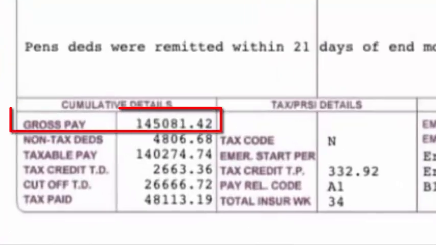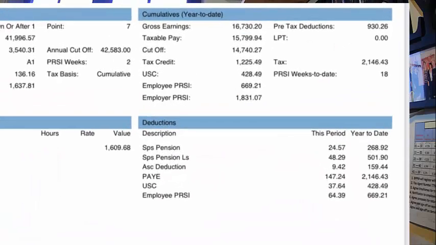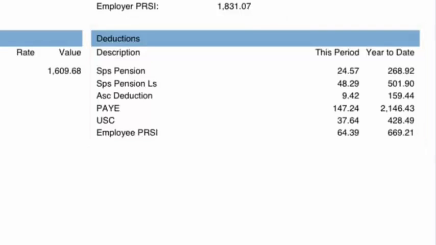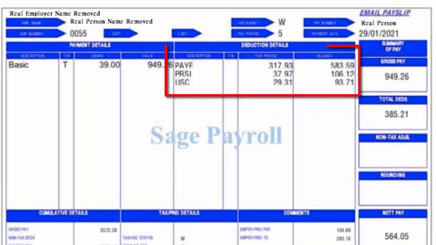Firstly, what is a payslip? Your payslip is a written statement from your employer and at the very least must legally show your gross pay, and that means your total earnings before tax and any deductions from your pay like income tax, universal social charge, pay-related social insurance and other deductions. Income tax, USC and PRSI are statutory deductions and are known as PAYE or pay as you earn in Ireland.